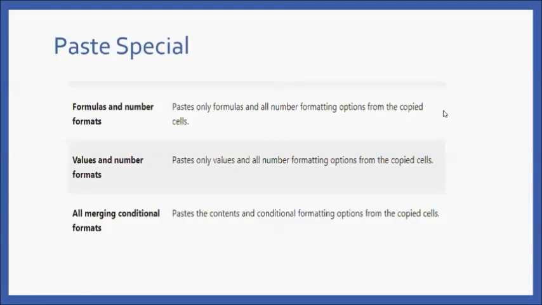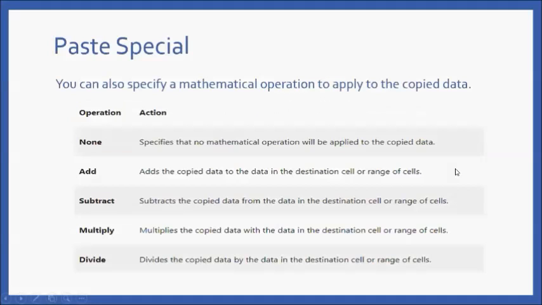Next, we have Formulas and Number Formats: paste only formulas and all number formatting options from the copied cells. Values and Number Formats: paste only values and all number formatting options from the copied cells. All Merging Conditional Formats: paste the contents and conditional formatting options from the copied cells. And then you can also specify a mathematical operation to apply to the copied data.